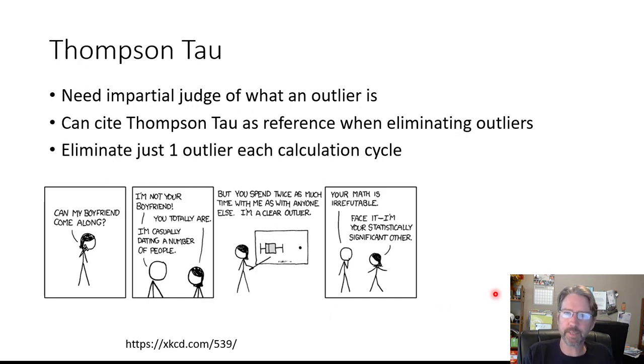Okay, well, that's the Thompson Tau technique. It's an impartial method to judge what an outlier is and whether we can discard it. And it gives you a citation and an arbitrary reference so people aren't thinking you're cooking your books. And it's important to remember to just eliminate one outlier at a time, and then you have to recalculate the statistics.